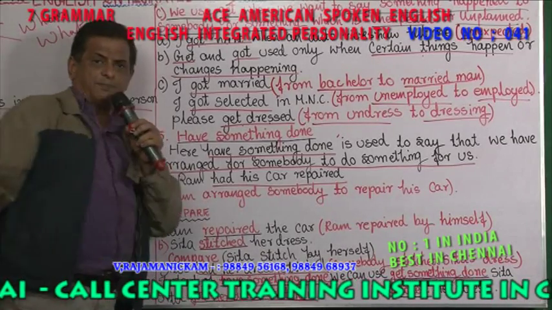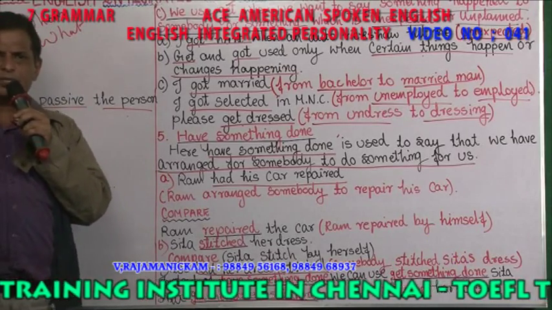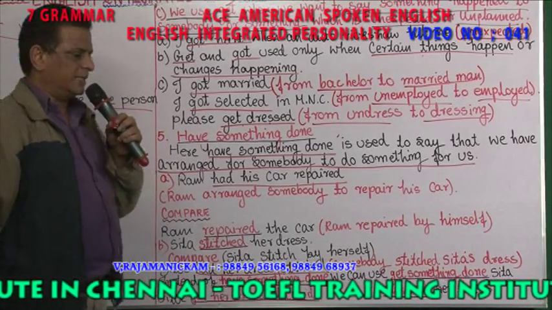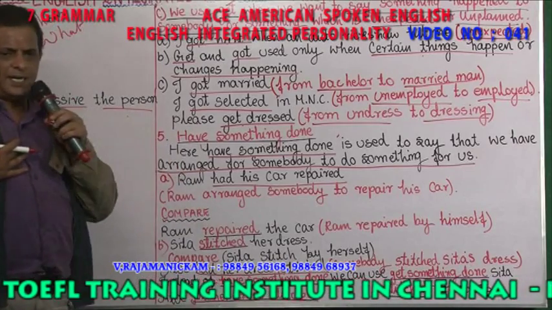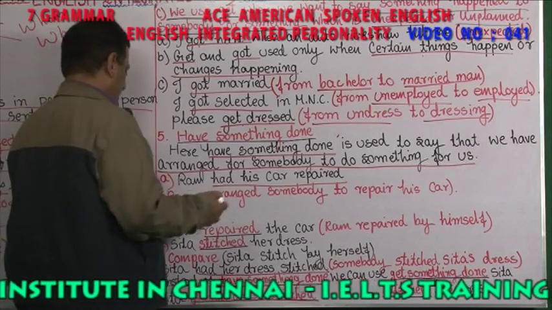Ram had his car repaired. What do you mean by that? Somehow he arranged to get it repaired. I got my computer repaired. What do you mean by that? I arranged for somebody to get my computer repaired.